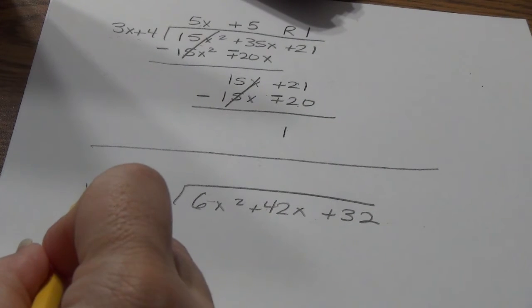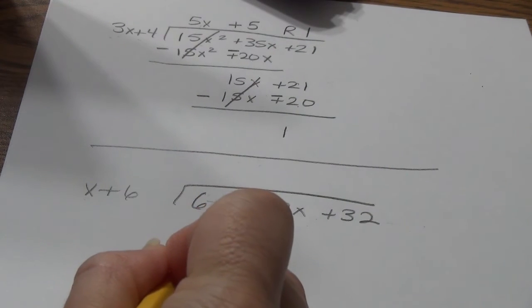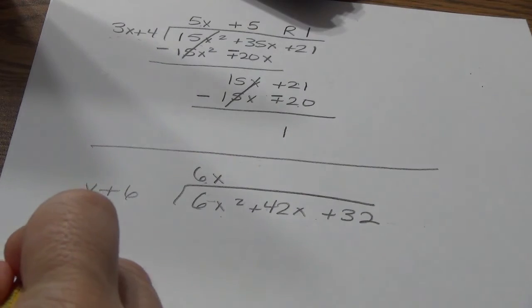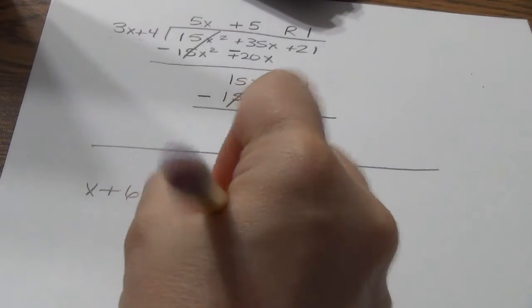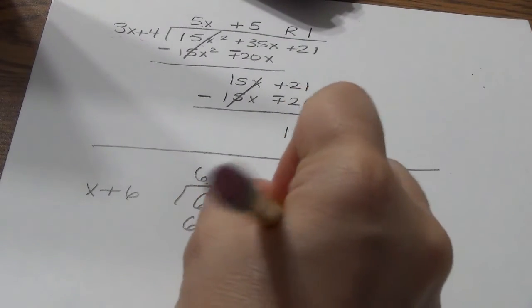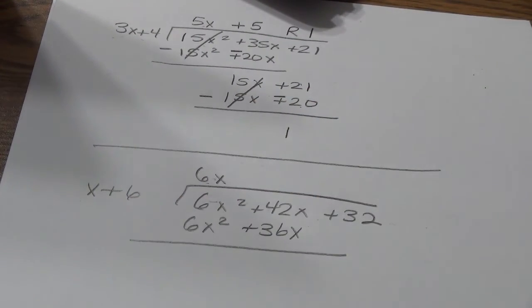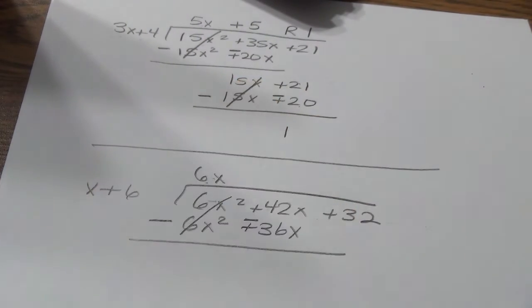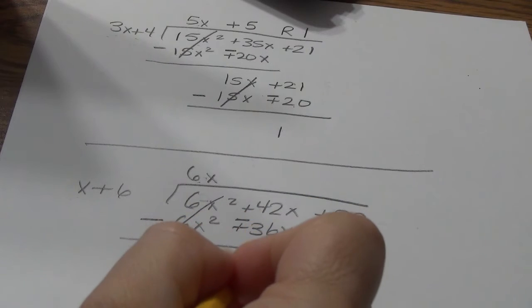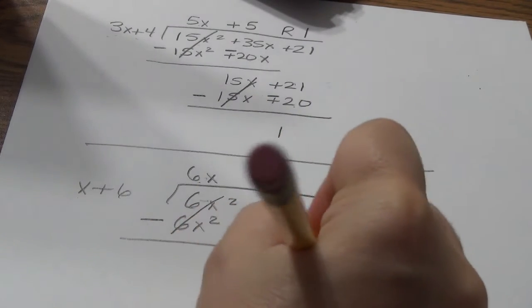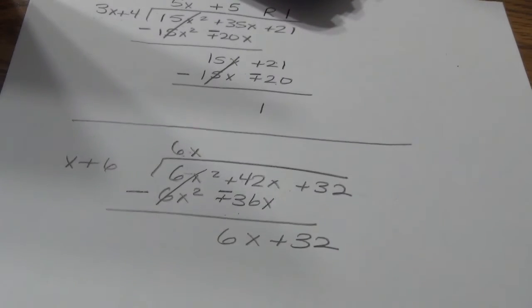So if we work this out, what times x gives me 6x squared? Well, I would have to take this times a 6 and an x. 6x times x is my 6x squared. I also take my 6x times my 6, which is a positive 36x. I then end up having to subtract. So I make this negative, I make this negative, I cancel that out. 42 minus 36 is 6, so I'm going to have 6x plus 32 that I'm going to bring down.